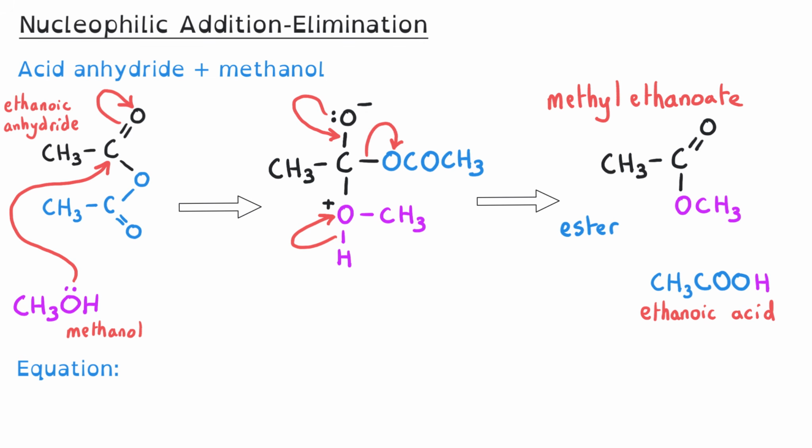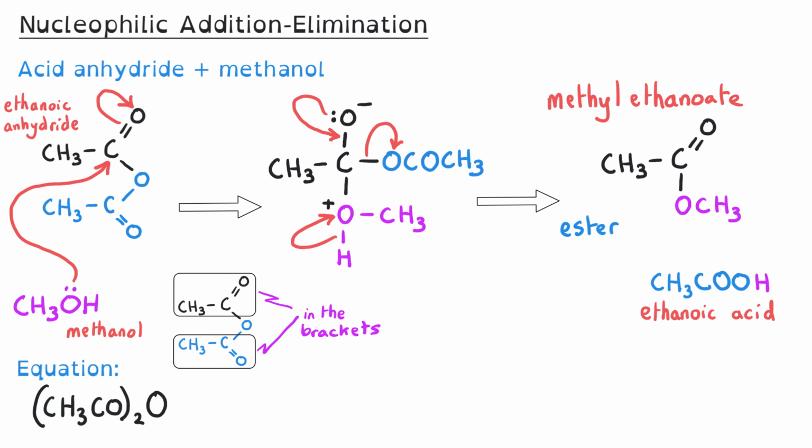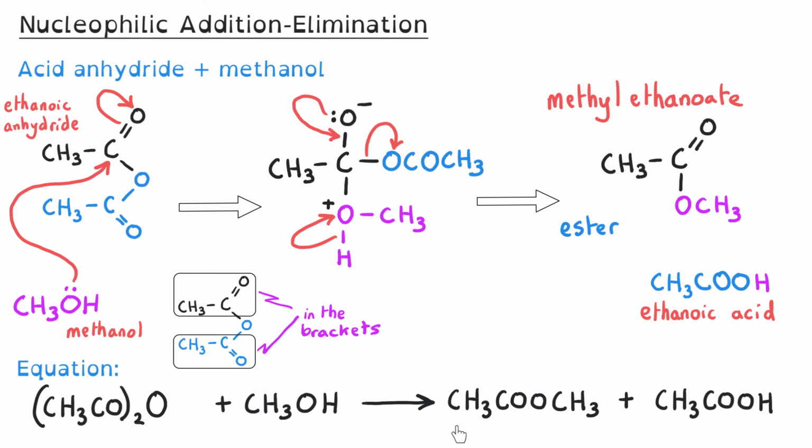And as an equation, the structural formula of acid anhydrides looks a little bit odd. What we do is we show the part of the anhydride that is duplicated inside brackets with a 2 after it, and the oxygen, which effectively bridges these two groups together in the molecule, is shown outside those brackets. And so this is the structural formula of ethanoic anhydride. And then it's reacting with methanol, and we produce our ester, methyl ethanoate, and our ethanoic acid as our second product.